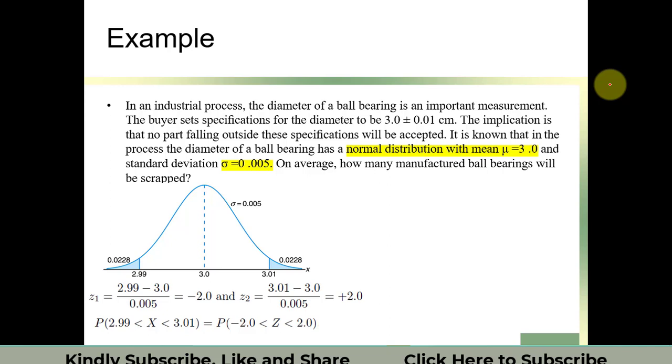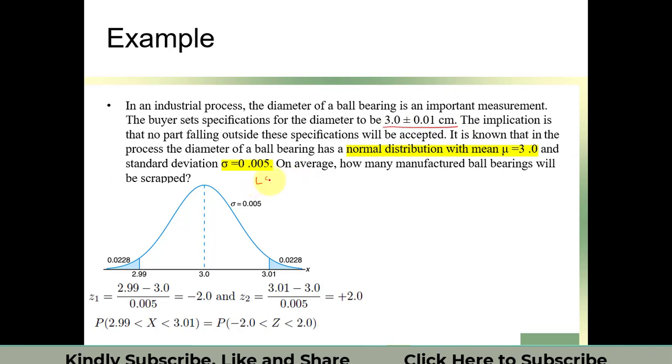You are quite familiar with ball bearings because they have important applications in almost all mechanical equipment. So let's solve an example related to ball bearings. In an industrial process, the diameter of a ball bearing is the most important measurement. The buyer sets a specification for the diameter of 3 plus or minus 0.01 centimeter. So this information will be used in order to set the lower and upper specification limits.